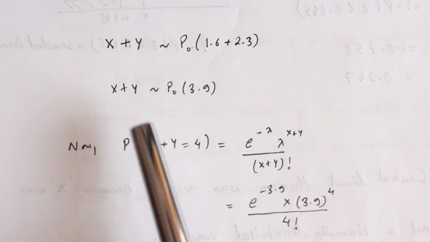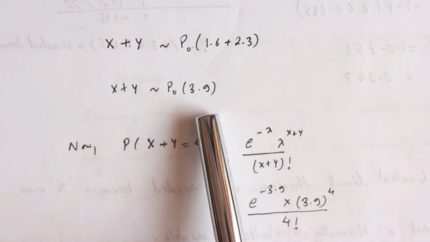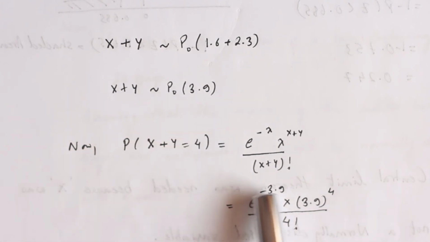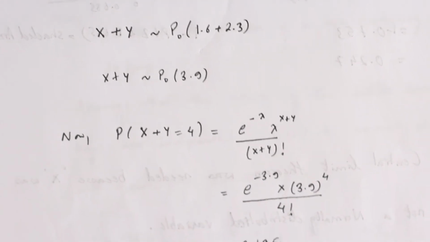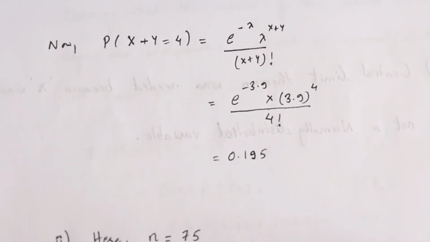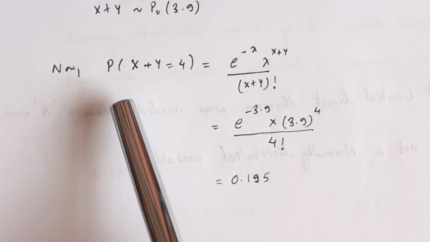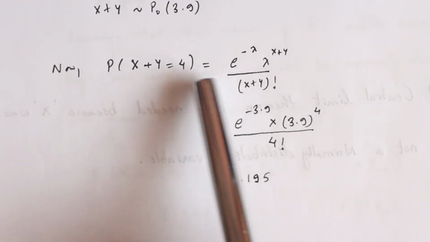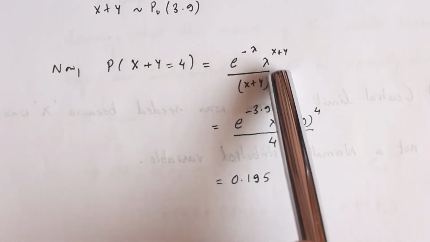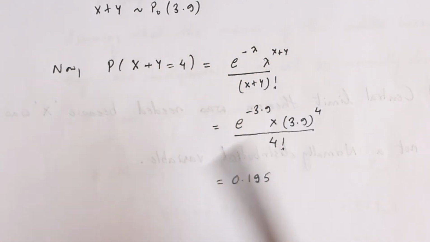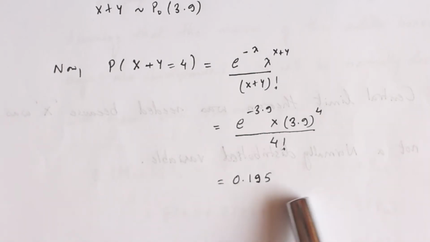Now we know the lambda for the X + Y variable, which is 3.9. It's just a matter of substituting into the formula for the Poisson distribution. P(X + Y = 4) equals e to the minus lambda, lambda to the power of 4, over 4 factorial. So we know lambda, we know the value 4, we can find the solution. Your answer is 0.195. You simplify this and then you get that.